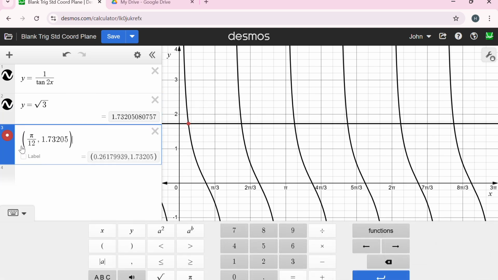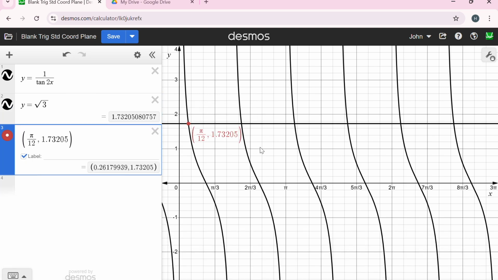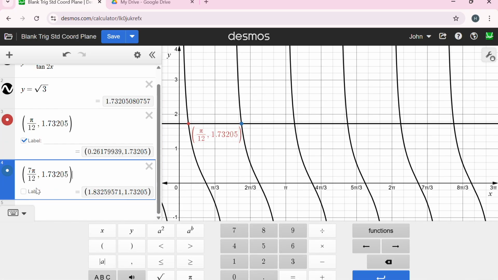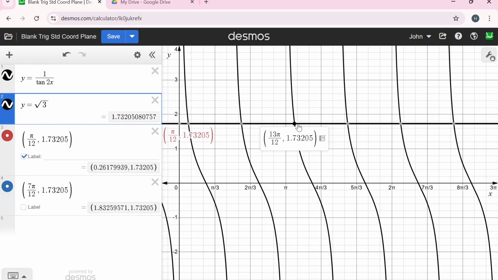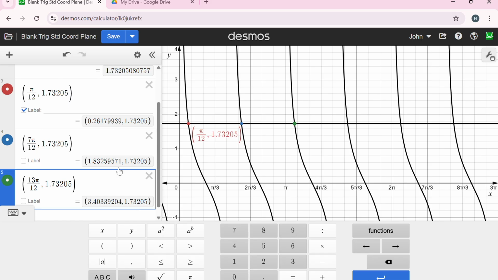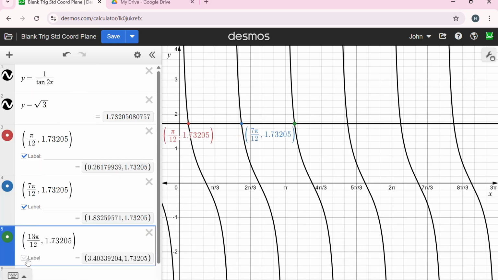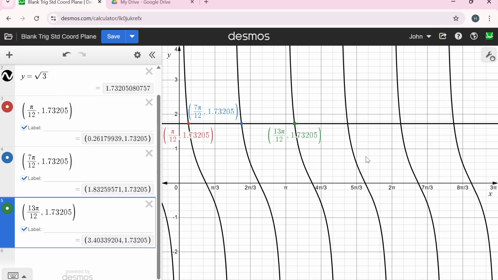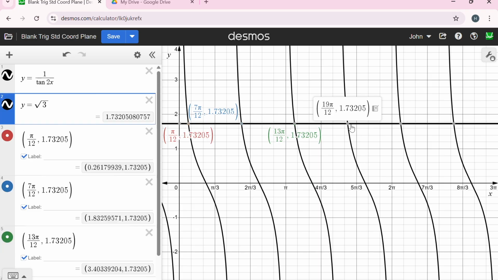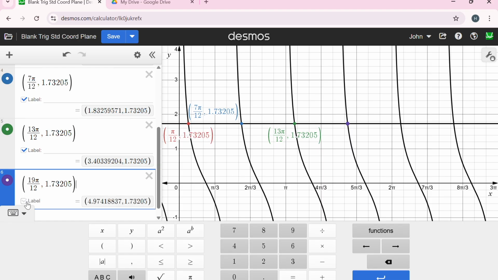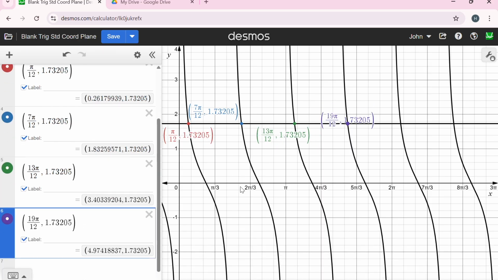I have pi over 12. I have 7 pi over 12. I have 13 pi over 12. Let me label those. Okay, good so far. And then looks like one more. 19 pi over 12. Okay, so that I have pi over 12, 7 pi over 12, 13 pi over 12, 19 pi over 12. That's it, part C.